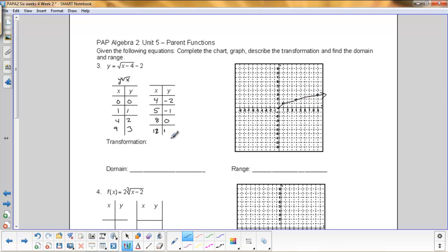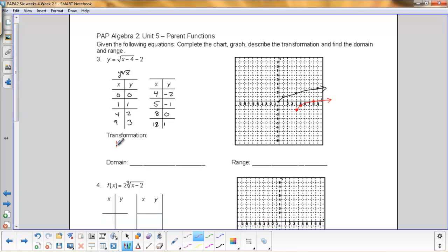So there's my parent function. I'll go ahead and use a different color for my transformed function. You'll notice that the first point demonstrates the shift both right and down, which is consistent with the numbers that have been given. From there, all you need to do is count your critical values: over 1, up 1, over 4, up 2, so on and so forth. And the reason I know those critical values won't change is because there's no stretch or compression in this one.